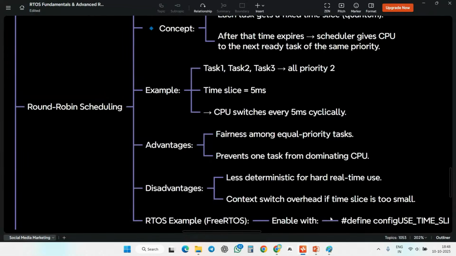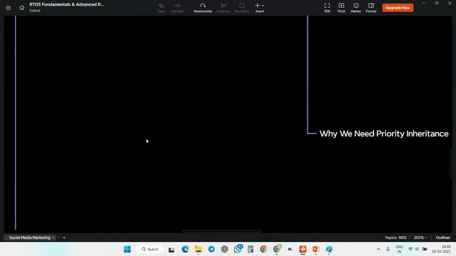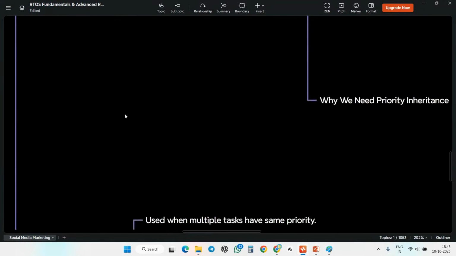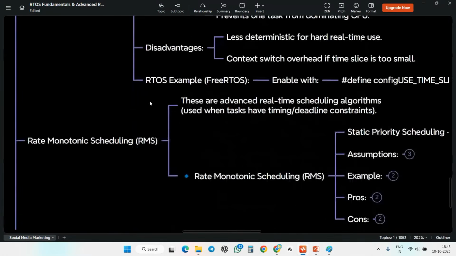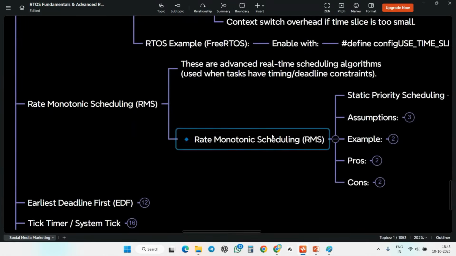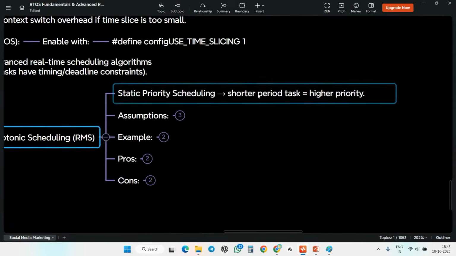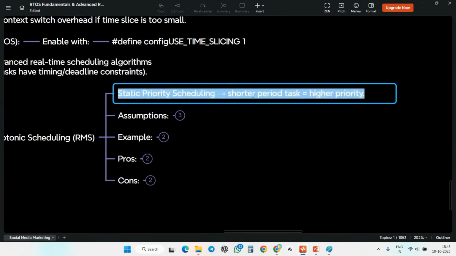Round robin is one of the scheduling methods, preemptive is one of the scheduling methods, and priority based is one of the scheduling methods. We have multiple scheduling methods. Here, rate monotonic is one of the scheduling methods. Here you can see that the task with the shortest period has the higher priority.